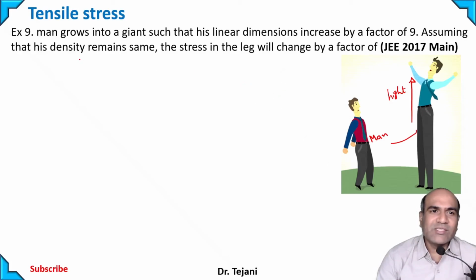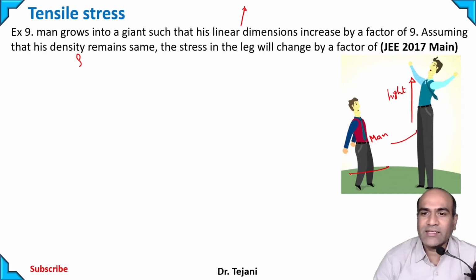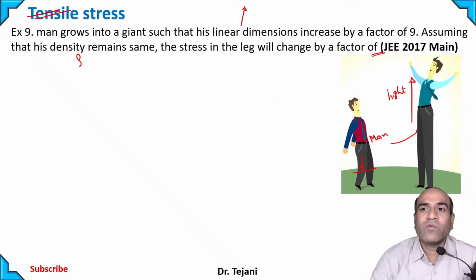Comment your answer below. So there is no change in the density, and the expansion is just a single dimension expansion. So the stress is in the leg. Whatever load per unit area, on the leg, is simply compressive stress. Is it compressive or tensile? This is not tensile. It is compressive stress. So stress in the leg will change by a factor of what?